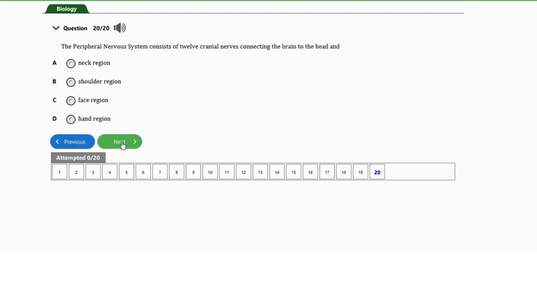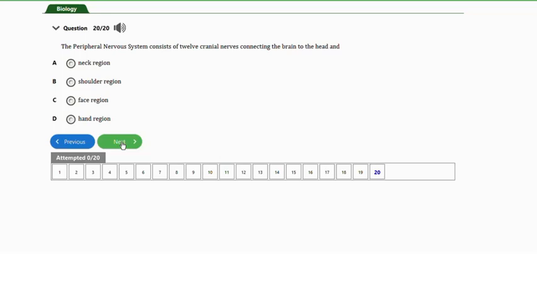It says, the peripheral nervous system consists of 12 cranial nerves connecting the brain to the head and A, neck region, B, shoulder region, C, face region, D, hand region. So guys, the answer to this question is option A, and that's neck region.